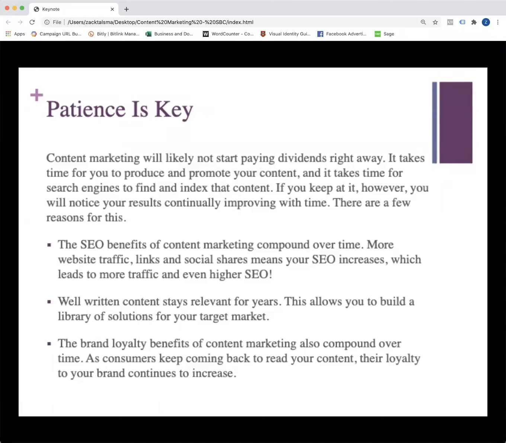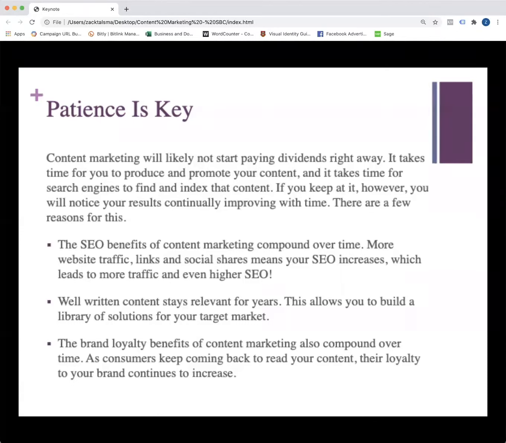So one, as I was alluding to there, the SEO benefits of content marketing compound over time. Search engines not only take a long time to index it, but once they've indexed it and put it on their results pages, it takes them time to even trust that it's a good piece of content. So they will slowly increase its SEO over time.